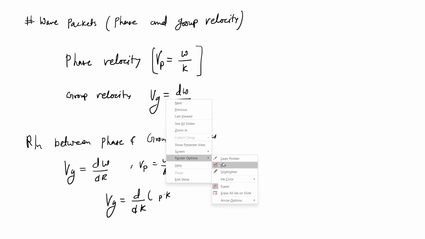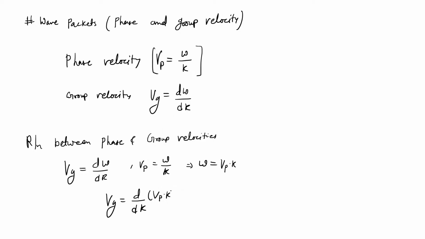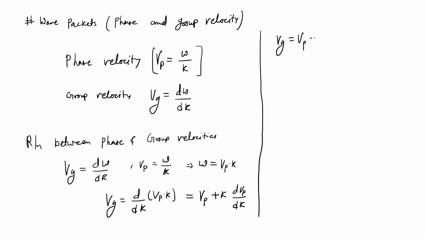So now we have to partially differentiate it. From this we will get Vp plus k del Vp over del k. So this is the relation we are getting here. So we can clearly say that Vg is equal to Vp plus k dVp upon dk. This is the first relation we are getting.